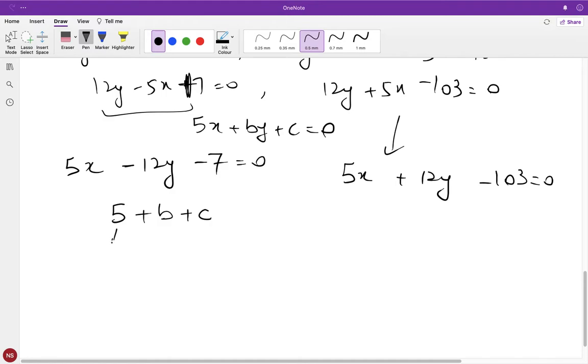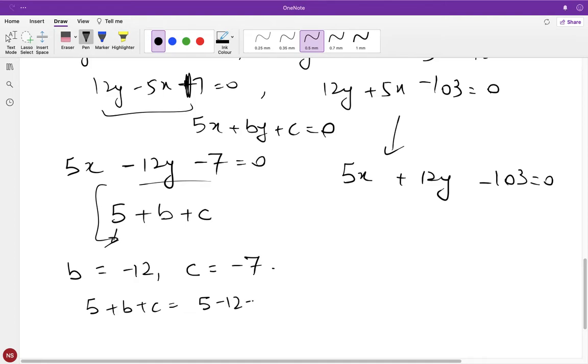In case 1, upon comparison, you have to compare this equation with this. So 5x minus 12y minus 7 compared to 5x plus by plus c: b is minus 12, c is minus 7. So 5 plus b plus c is 5 minus 12 minus 7, which is minus 14. And in this case, b will be 12 when you compare these two. c will be minus 103.